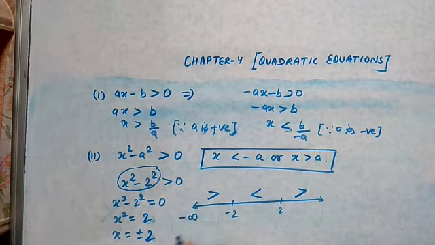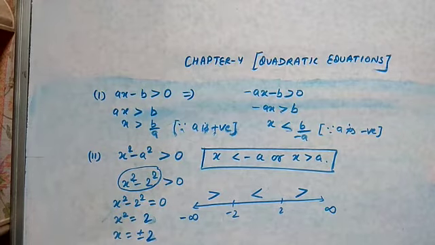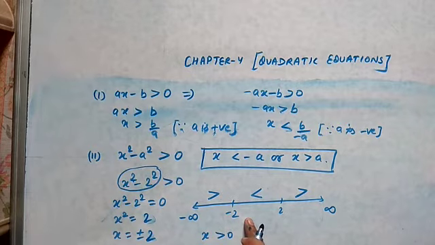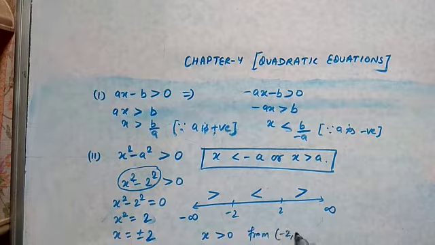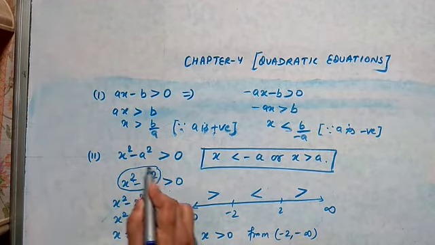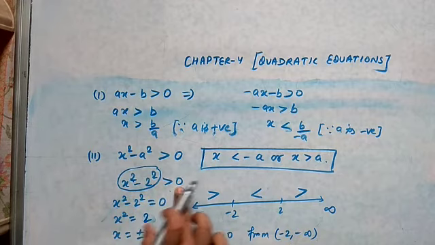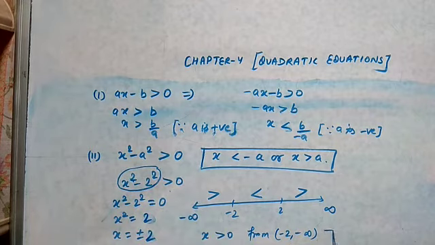It means, as we know, according to the number line, on this side we have minus infinity and here we have infinity. It means the expression is greater than 0 from where to where? From minus infinity to minus 2. In the same way, it is greater than 0 from 2 to infinity. And it is less than 0 from minus 2 to 2. But since we have to find the value of x for which the expression is greater than 0, our answer is these two.